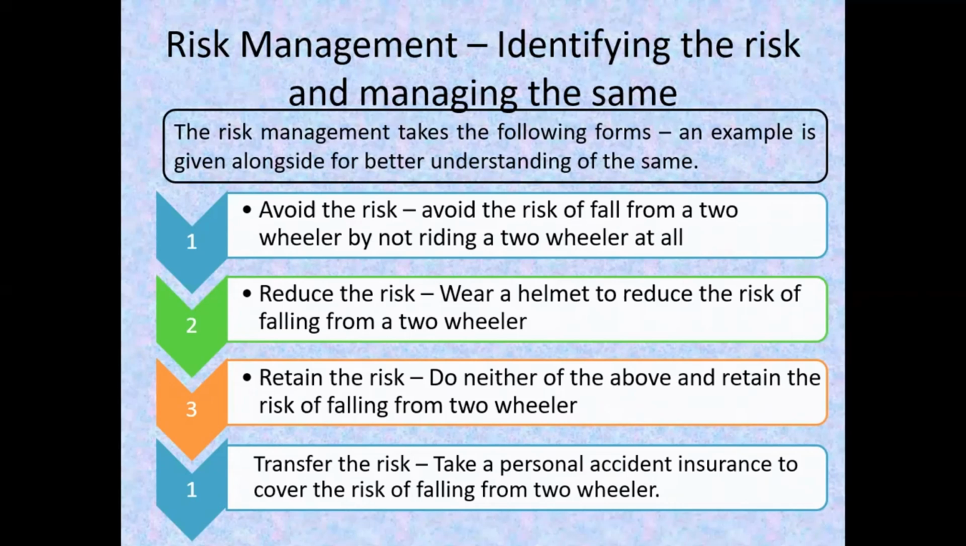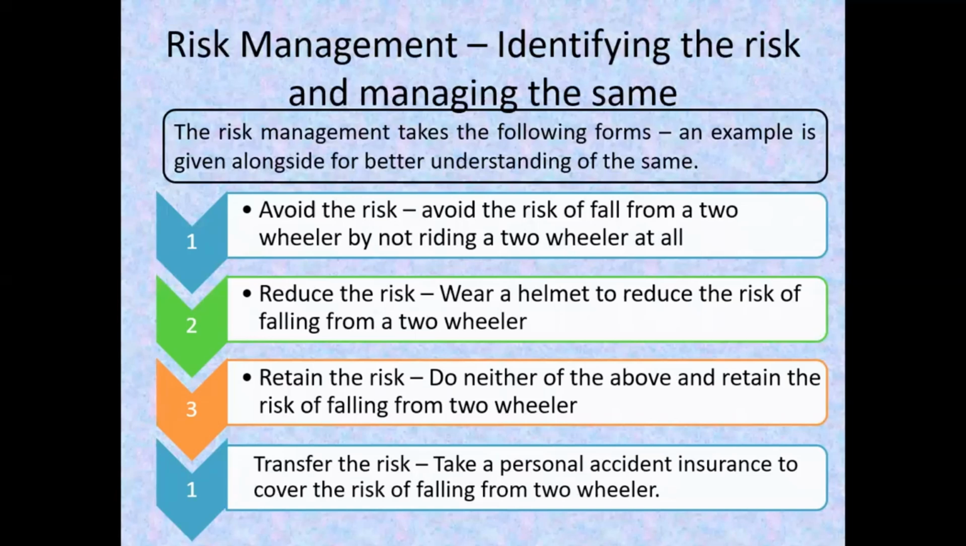This is called avoidance. Then comes reduce the risk. So let's say you have decided to travel by a two-wheeler, but you want to wear a helmet to reduce the possibility of loss or reduce the risk. So wearing a helmet is an example for reducing the risk. Retain the risk: some people feel okay, after all, if I fall from the two-wheeler, what is there? I may get slight injuries. It's okay, so I will just ride my two-wheeler, and they retain the risk.